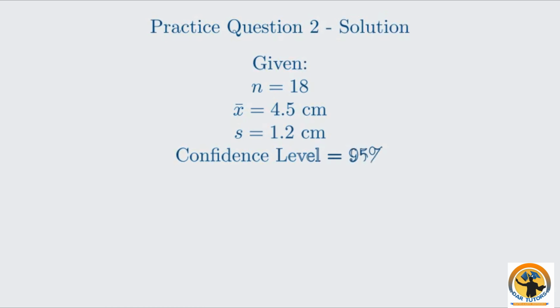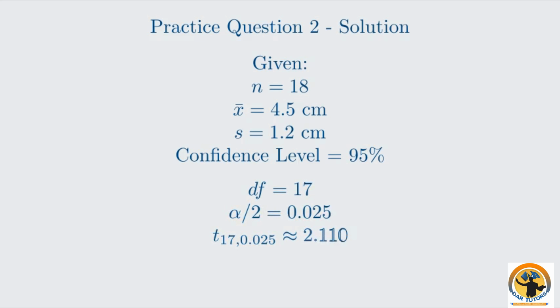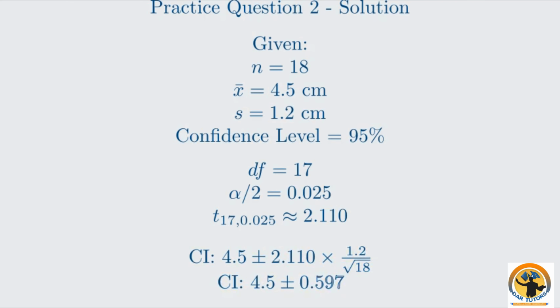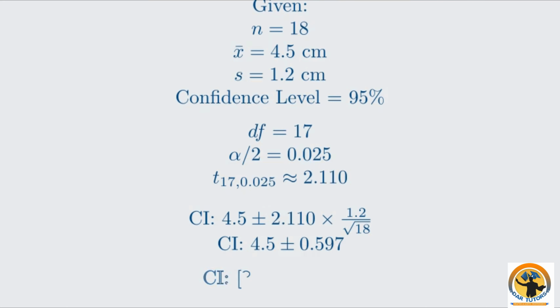We need a 95% confidence interval. The degrees of freedom are 17, and for a 95% interval, alpha over 2 is 0.025. The critical t-value t sub 17, 0.025 is approximately 2.110. Plugging into the formula, we get 4.5 plus or minus 2.1 times 1.2 over root 18, which is approximately 4.5 plus or minus 0.597. This results in a 95% confidence interval of 3.9 centimeters to 5.1 centimeters for the true mean growth.